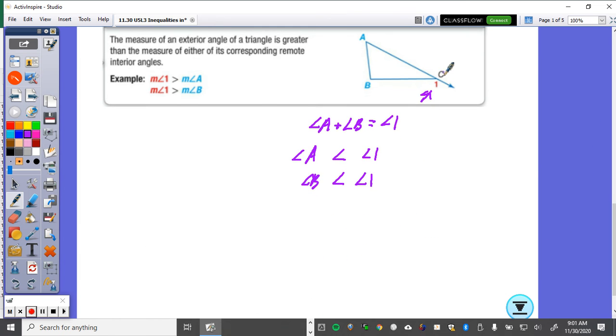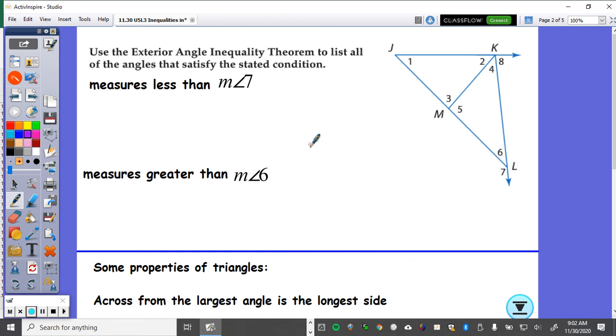This C right here is really two angles. It's this one and this one. I guess maybe C is actually right here. All right. So this is what you have to do. We're going to use the exterior angle inequality theorem.